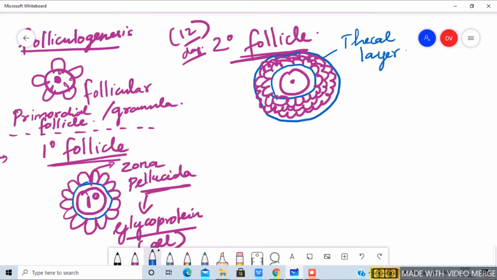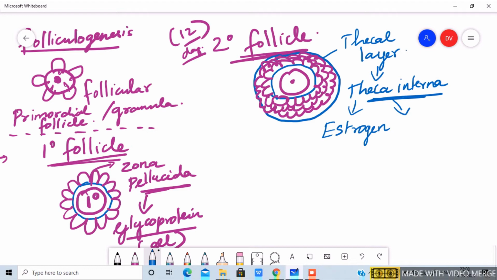What is this thecal layer now? More specifically, we call it the theca interna. Now, what is this layer doing? This developing follicle, this follicular cell, is what produces the estrogen. It secretes the estrogen. And one more important thing, guys, it has the receptor. Receptor means structures like this.